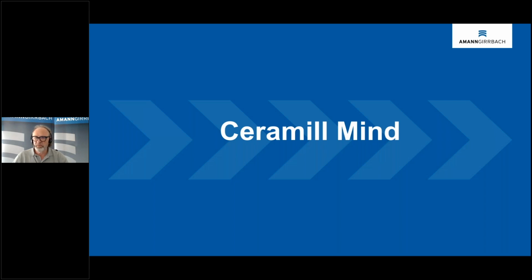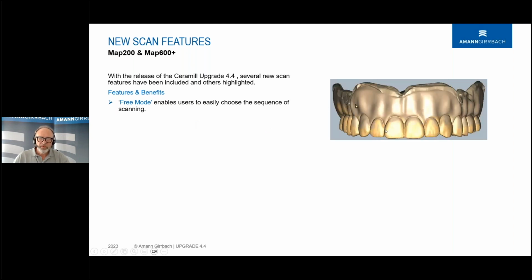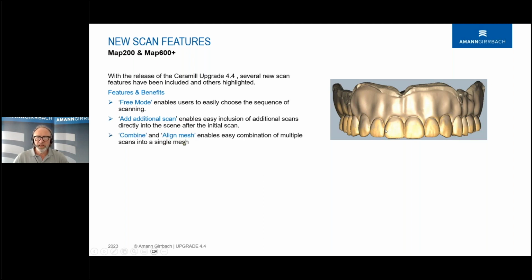So, some more features in Ceramill Mind, and I will start here with the Map 200 and 600. We have a lot of new features with the 4.4 release, and some are really highlighted. The free mode enables you to choose between the sequences of the scanning. So it's more or less up to you which kind of scan should be next: upper, lower, vestibular, or maybe I prefer the aesthetic template first, or stuff like this. Then at the end, you can have special designs here. This is a full denture. You can combine things here. So additional scans enable, at the end, the possibility to combine and align meshes.